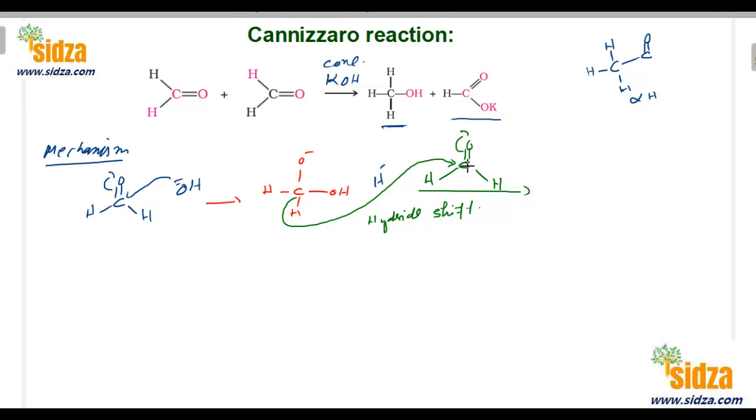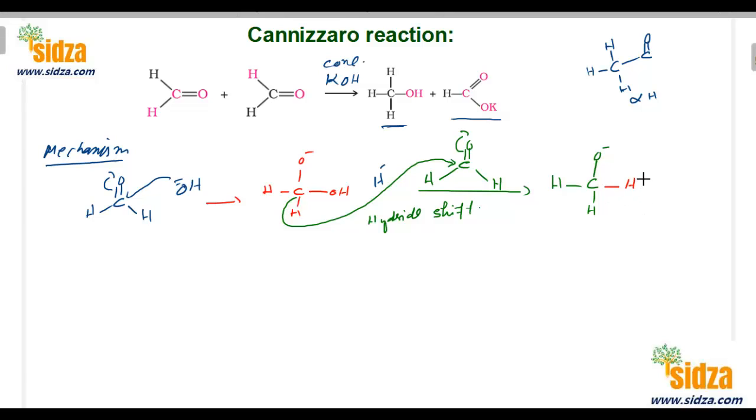Now this particular carbon will have an oxygen negative charge, and it has two hydrogens, but it also has one more hydrogen from here. I'm using a color code to show that this hydrogen is coming from this aldehyde molecule. So that is the hydride shift. First is the attack of the nucleophile, then the second step is the hydride shift from the same molecule to another molecule, and you get this molecule.